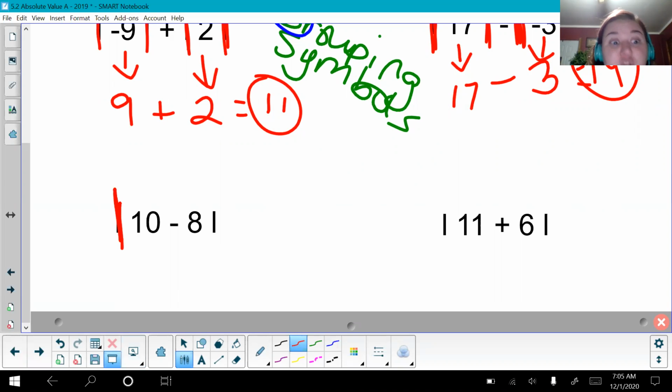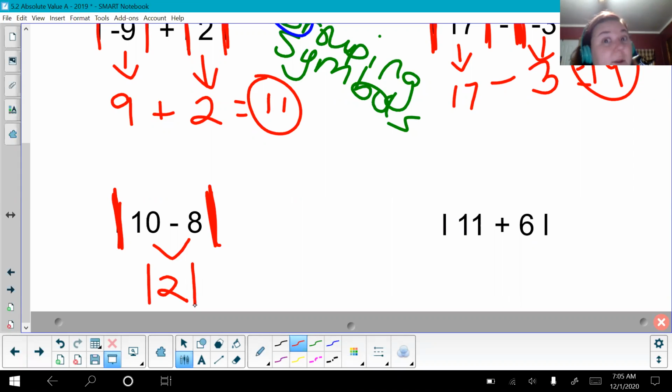Okay, so we need to do what's inside of here first, right? Since both are inside of the absolute value, we need to subtract first. That's 2, because they're both inside, right?